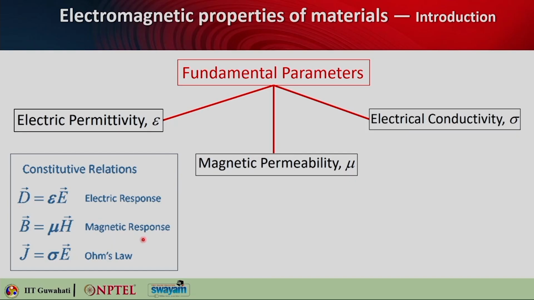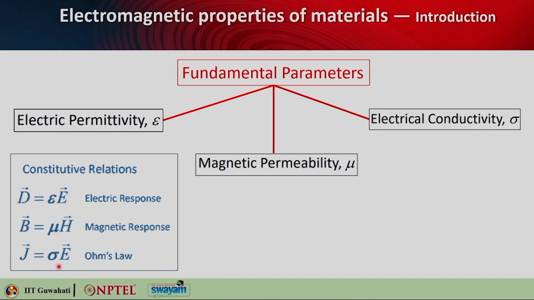Similarly, magnetic response is characterized by the permeability. So here also it tells you what will be the magnetic flux density in the presence of a magnetic field given by H. The last one is also known as Ohm's law, where J equals sigma E.